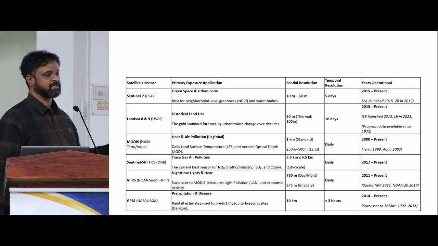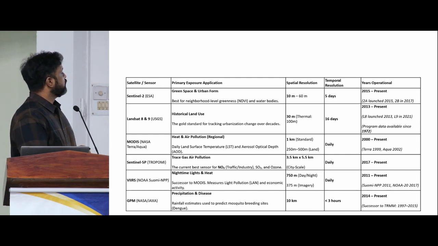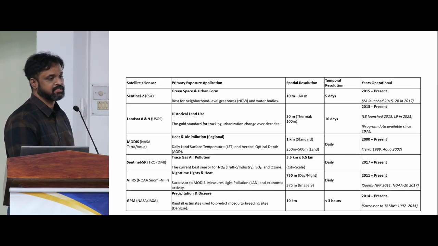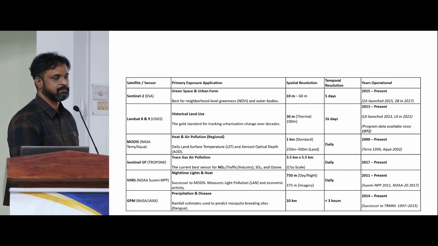Anyway, these are some satellites that you might want to look into. So Sentinel-2, which is best for green space and urban areas. So neighborhood level analysis, you can see your spatial resolution is between 10 and 60 meters. Pretty decent for spatial resolution, but your temporal resolution is every 6 days.